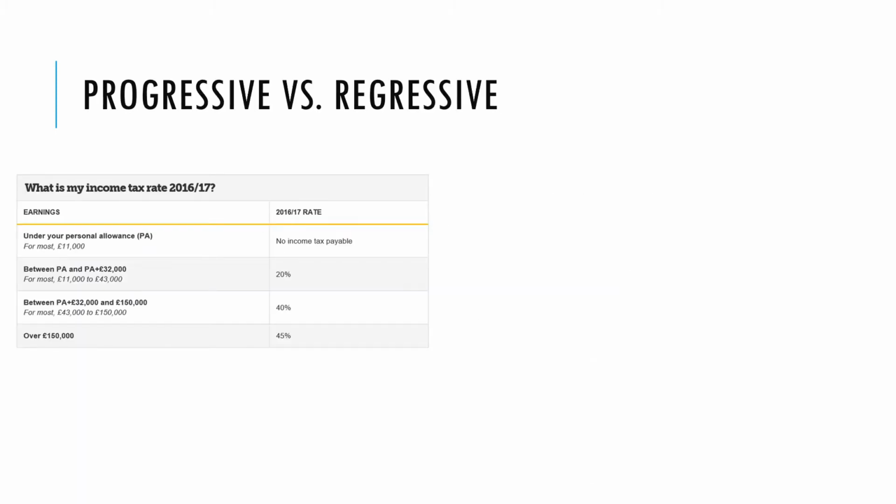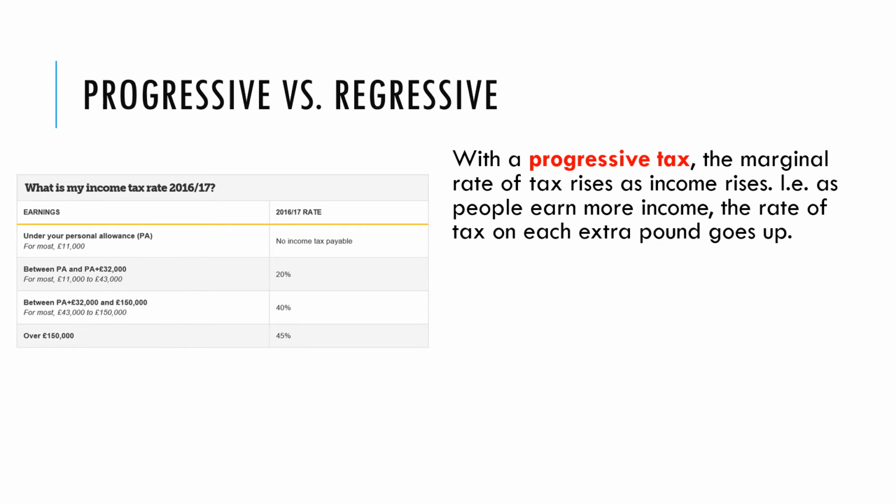Now, tax can have different effects. Sometimes it can have a progressive effect and sometimes it can have a regressive effect on the distribution of income. I'm going to have a little talk now about what those terms mean. So first of all, a progressive tax is one that as your income rises, you pay more tax. So an example would be income tax in the UK. This is a progressive system.